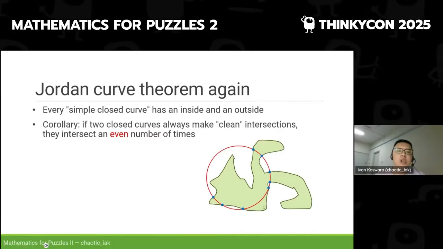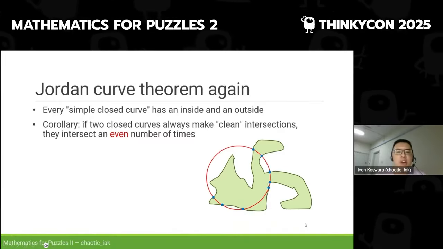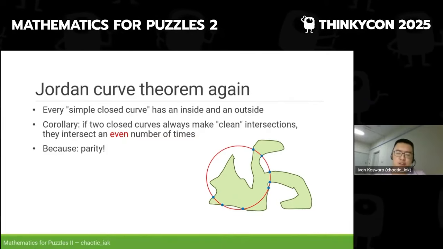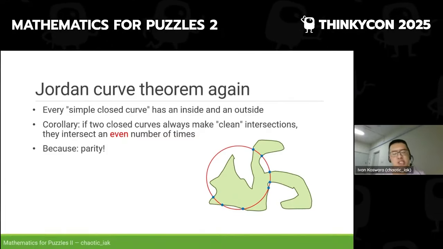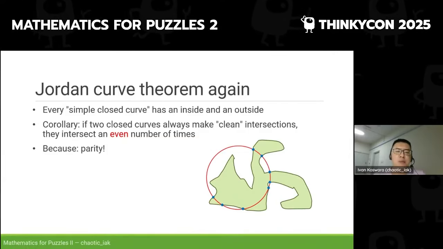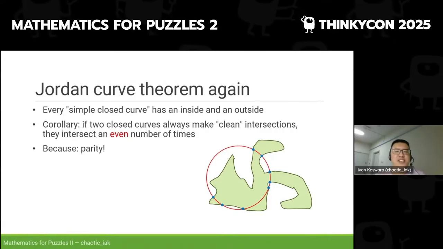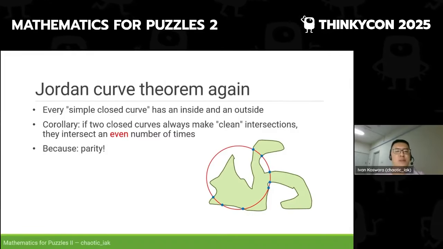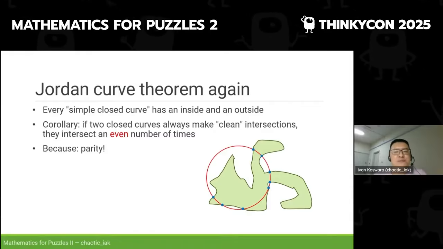Now, why is this true? Can we prove this? The reason is because of parity. And if you were here last year, you remember me talking about parity quite a lot. And it turns out it is a very useful concept in mathematics. It comes out even in here.